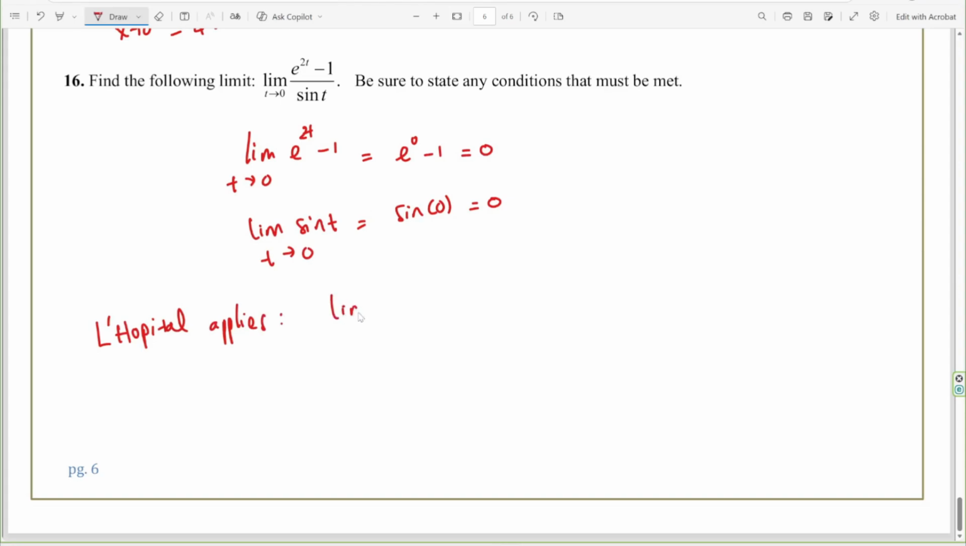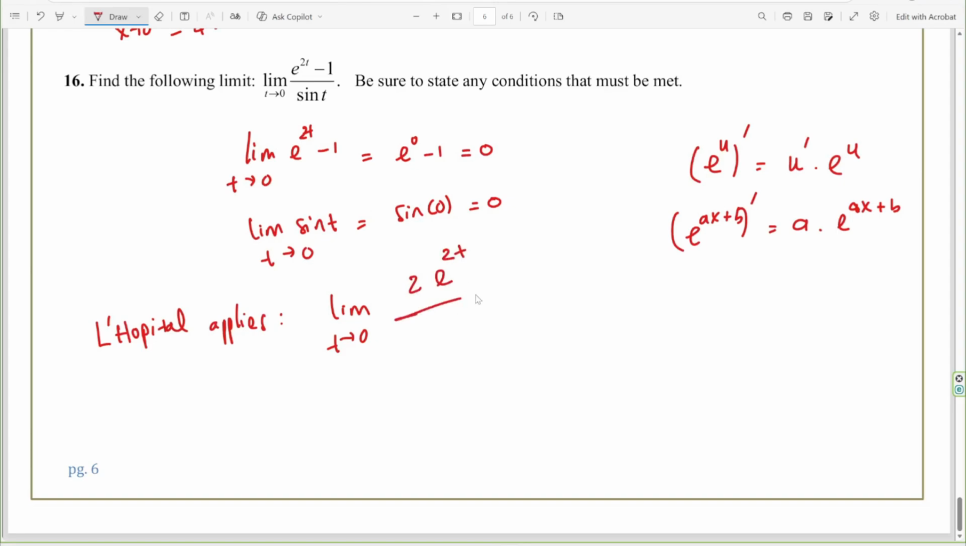So it's going to be the limit when t approaches 0 of the derivative of e to the u, which is going to be u prime times e to the u. Or you can apply the formula right here: the derivative of e to the as plus b is going to be a times e to the as plus b, right? So this guy turns out to be 2 e to the 2t over cosine t, right? Substitute 0 for t, the top should be 2, the bottom should be 1. The answer is 2, right? And it's a good time to stop.